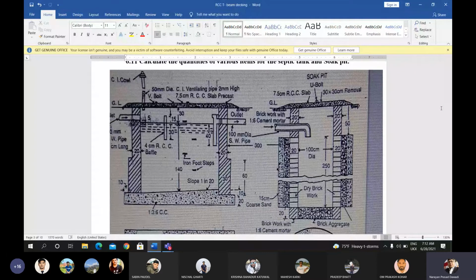Whereas the right hand portion is the section of the soak pit. Okay, and from the toilet, the waste product enters into the septic tank through this inlet pipe. Okay, this is the inlet pipe, and the septic tank is a watertight tank, and the bed of the septic tank is provided at a slope of 1:20.